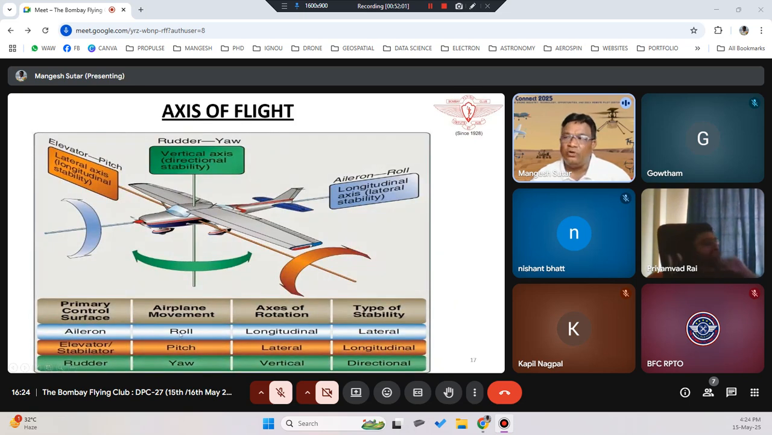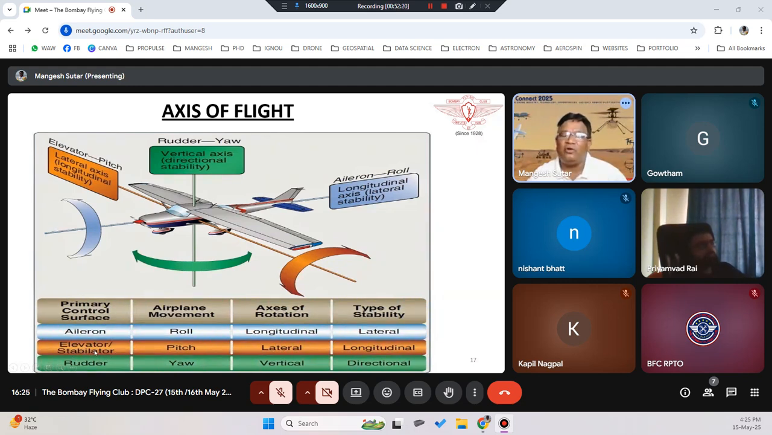Remember these three words. Aileron is with roll. It affects longitudinally. So longitudinally, what happens? It will go longitudinally. This is the longitudinal axis, but it will affect this motion. So this is rolling.